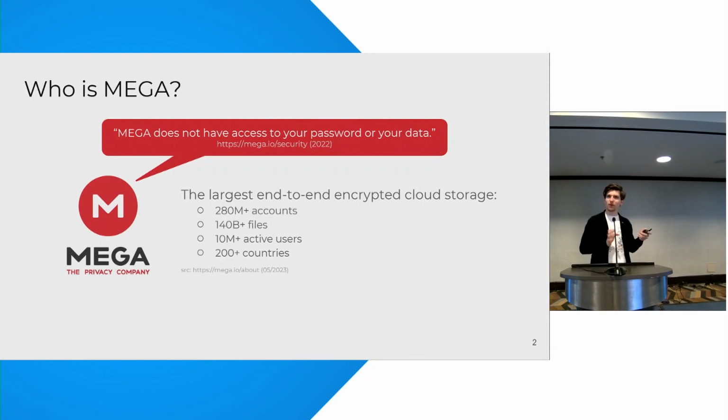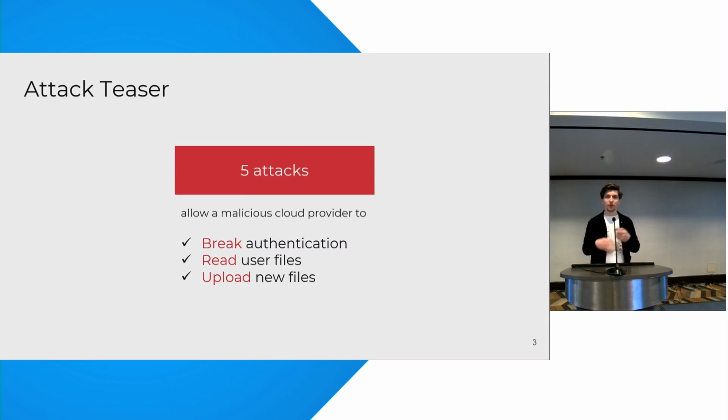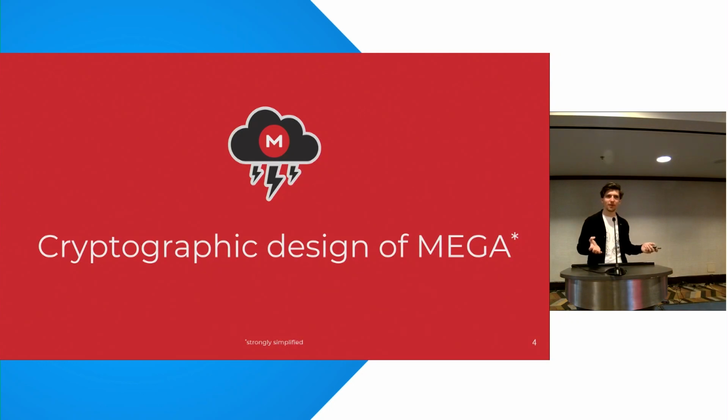So consequently, we're going to look at a threat model where the cloud storage provider can act fully maliciously and might spy on user data or try to tamper with it. Note that this also includes the case where a third party compromises Mega and then runs the attacks from their infrastructure. So in this talk, we're going to discuss 5 attacks that allow a malicious cloud provider to break authentication and compromise file confidentiality and integrity. But before jumping into the attacks, we're going to briefly discuss a simplified version of Mega's cryptographic design.